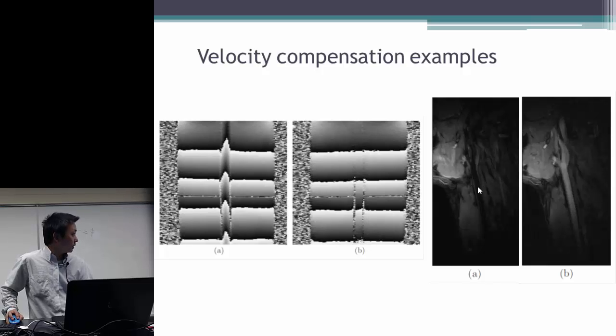On the magnitude imaging, if we do not compensate the velocity, and if this flow is flowing very fast, as in those major arteries in the neck, we can see that the laminar flow would create a significant signal loss in those arteries. But if we perform velocity flow compensation, we can correctly reconstruct the signal intensity within those vessels.